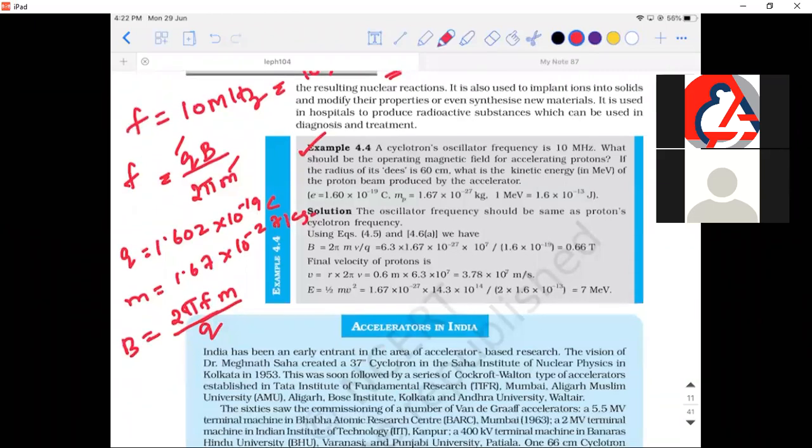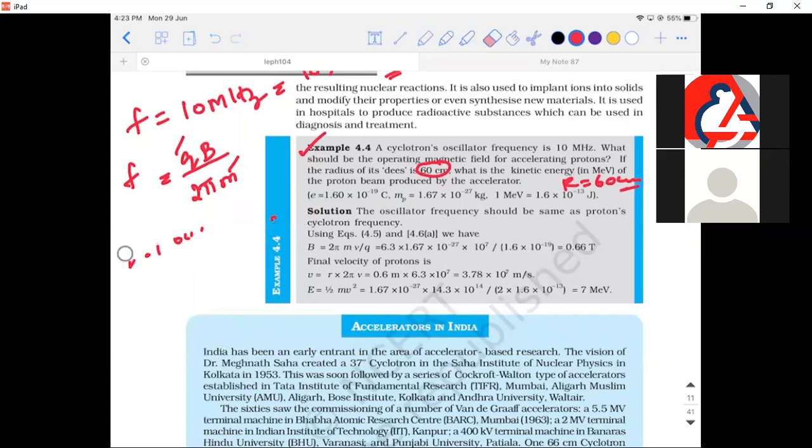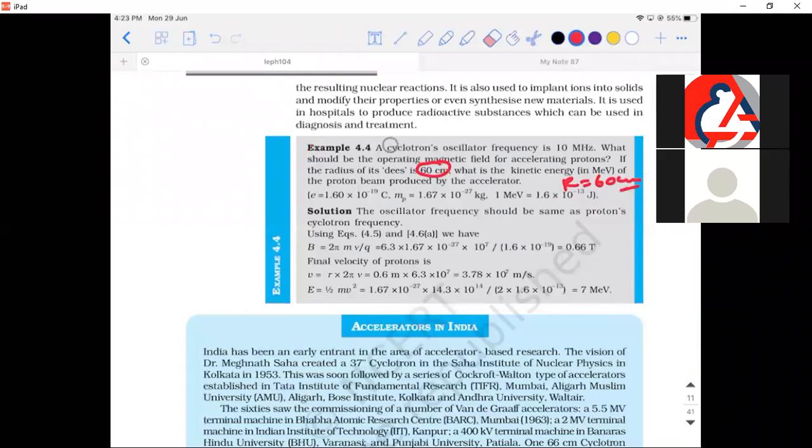Write it down. If the radius of the disc is 60 centimeters, so capital R is 60 centimeter, what is the kinetic energy in mega electron volt? I'll tell you what an electron volt is. So first write down this one. Just substitute the values, you can do the calculation later. Once you're done with that, we'll go to the next part of the question.